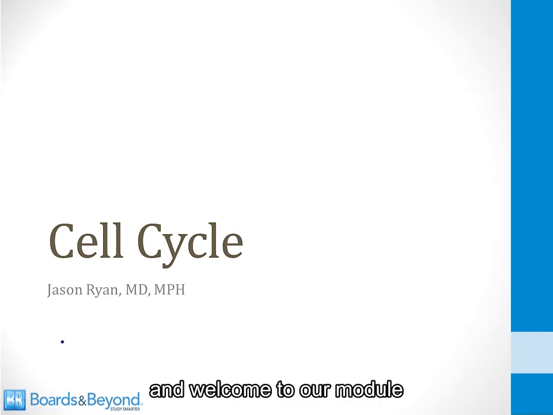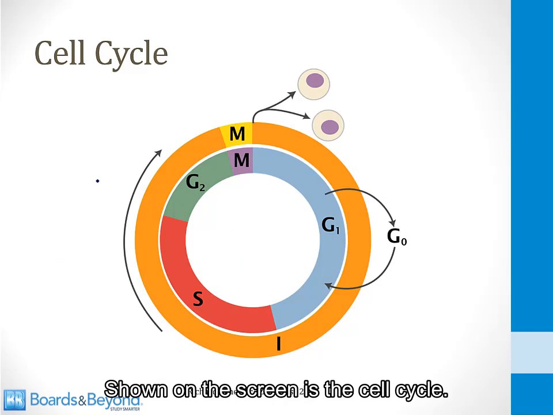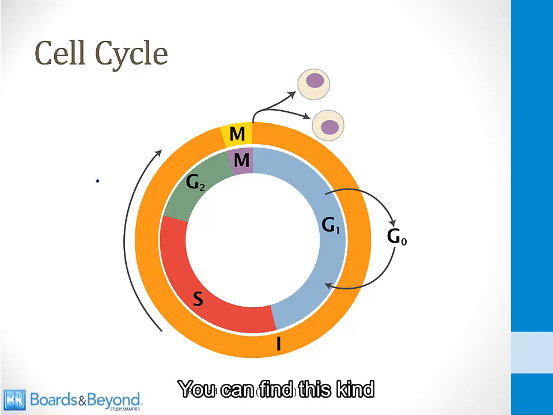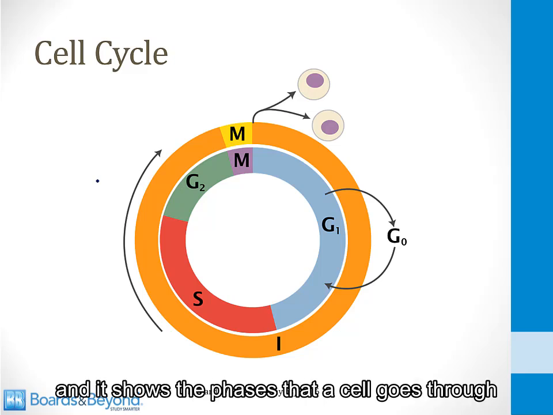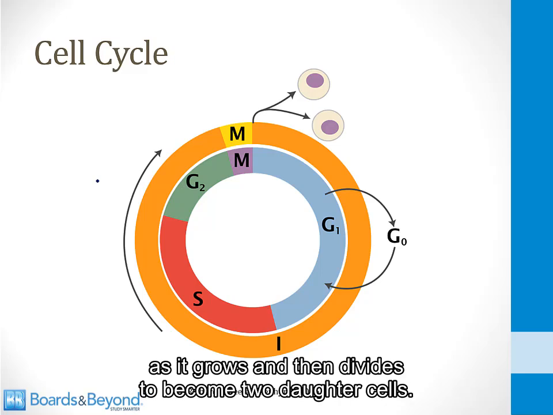Hi everybody, and welcome to our module on the cell cycle. Shown on the screen is the cell cycle. You can find this kind of drawing in most cell biology textbooks, and it shows the phases that a cell goes through as it grows and then divides to become two daughter cells.